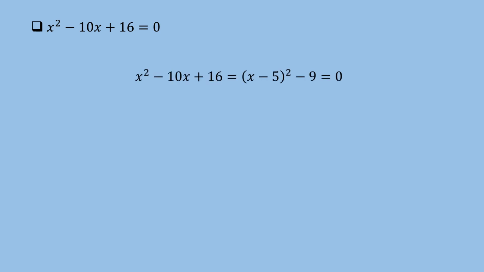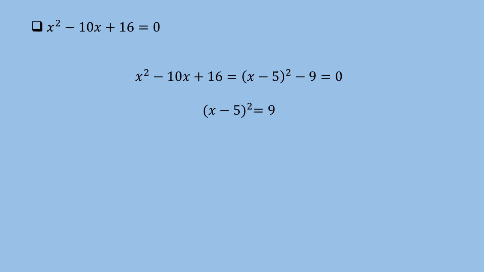You can use completing the square to solve a quadratic equation. x squared minus 10x plus 16 equals 0. So we can write it as (x minus 5) squared minus 9. So we are going to solve that. It's (x minus 5) squared equals 9.